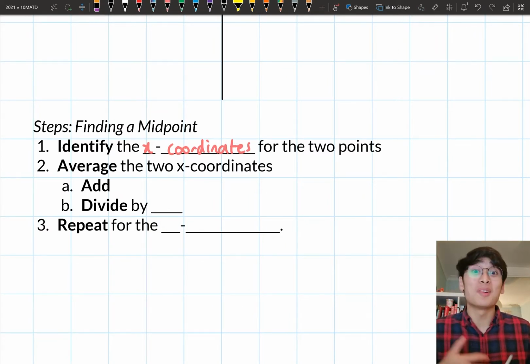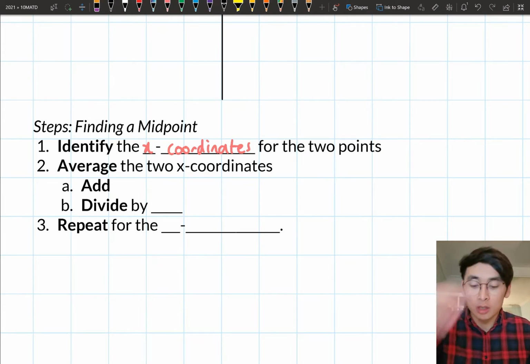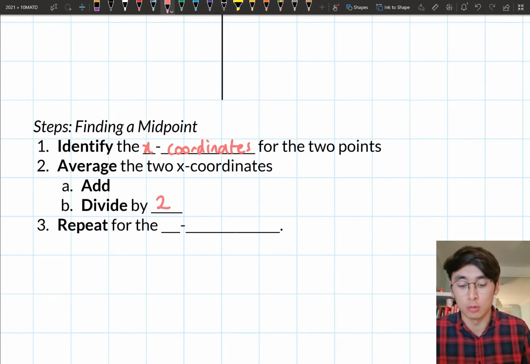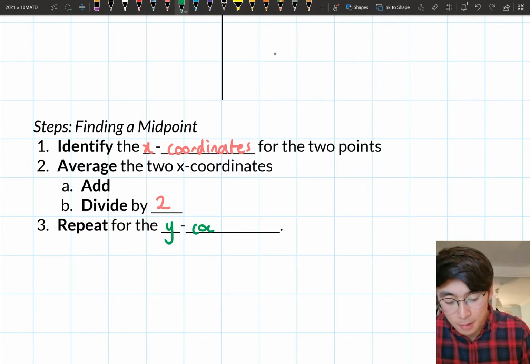Then what we want to do is average the two x coordinates that we find. Once we've looked at the x coordinates, we then average them. So we add the two numbers and then we divide by 2. After we've done that, we repeat these steps for the y coordinates. And by doing so, we will find the midpoint.